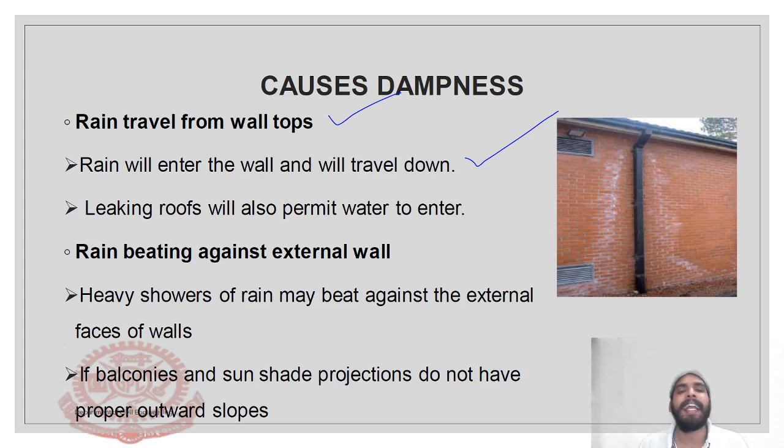The rain beating against the external wall. The rain may be beating like this. നമുക്കറിയാം, നമുക്ക് വളരെ ഫാസ്റ്റ് ആയിട്ട് റെയിൻ ഇങ്ങനെ അടിക്കുന്നത് കാണാം. കാറ്റ് മീൻസ് മഴ, external face of the wall. അങ്ങനെ ചുമരിന് നിരന്തരമായി അടിക്കും. What may happen? If the balcony, sunshade projection do not have proper slope, what will happen? It may cause dampness.